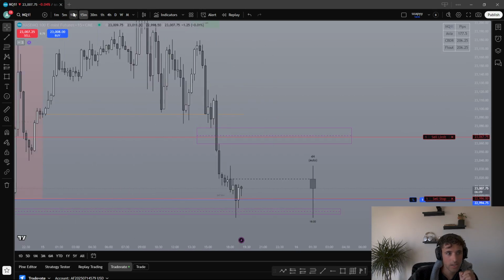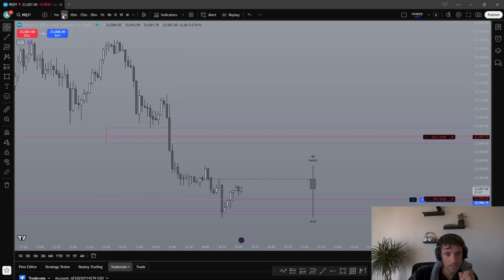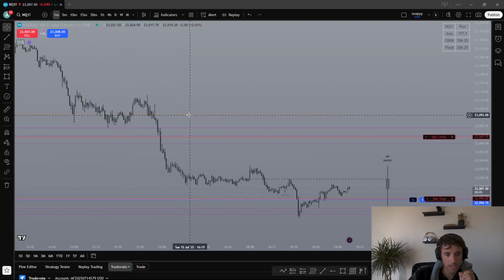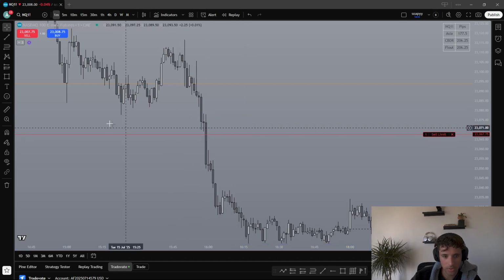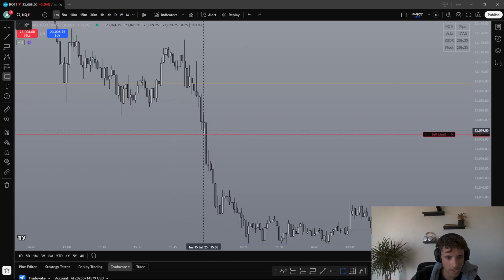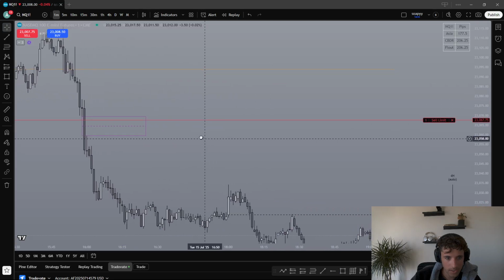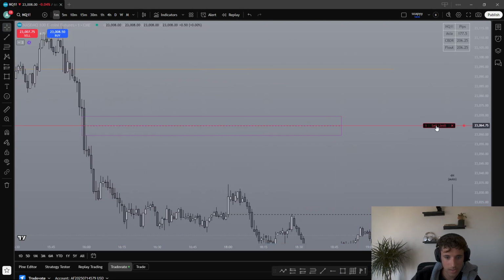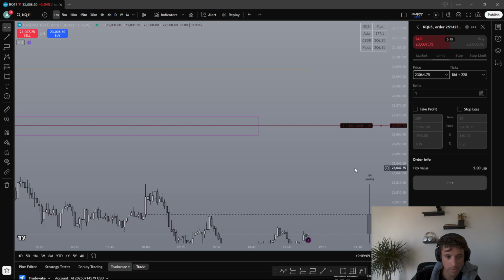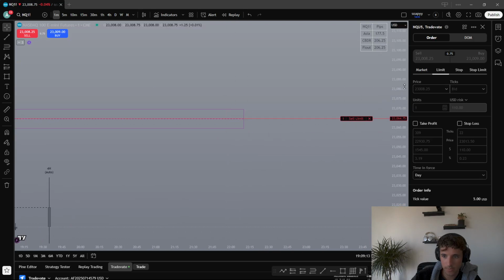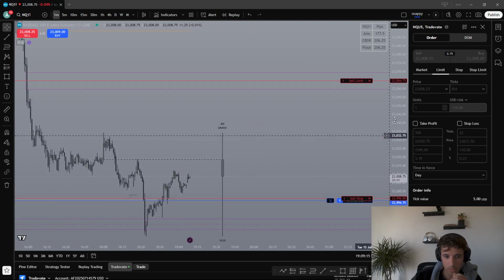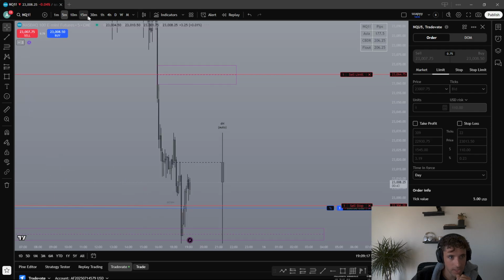15-minute, 10-minute, 5-minute, 1 minute. And then on the 1 minute, we can see this is probably the internal gap we're going for right here, which is exactly where my take profit is set. I'll set it at the 50% and drag that across, and we'll see if that is the draw on liquidity.